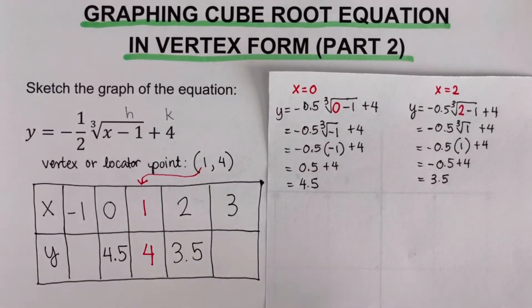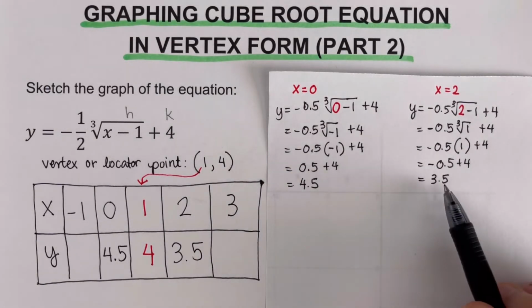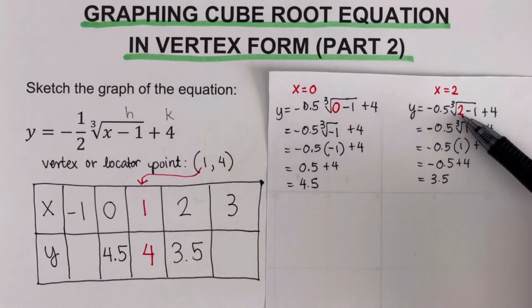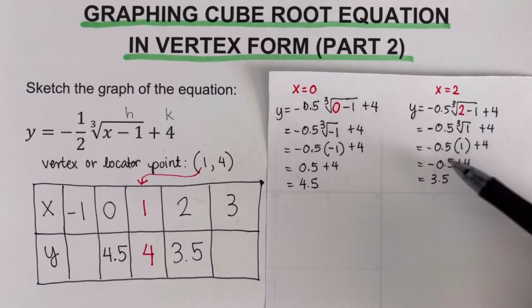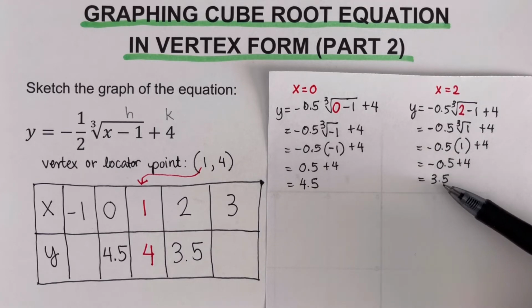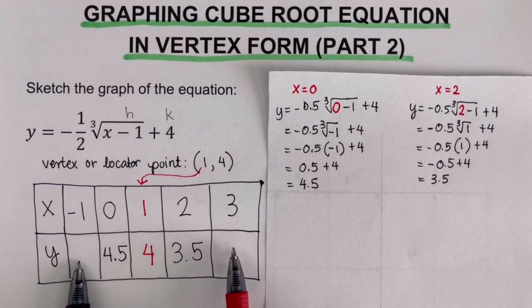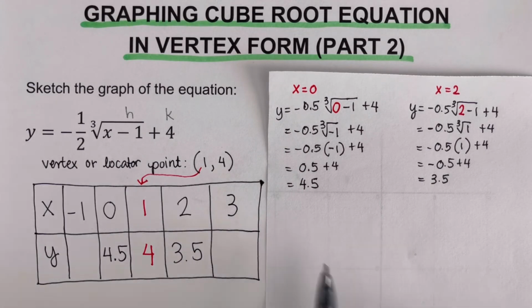Okay, the value of y when x is 2 is positive 3.5. So what's going on here is that we have 2 minus 1, which is a positive 1. The cube root of positive 1 is 1. So -0.5 times 1 is -0.5, plus 4 would be a positive 3.5. So what we would do is I'm going to show you the work for x is -1 and 3 for x, and then I'm going to show the work down here.